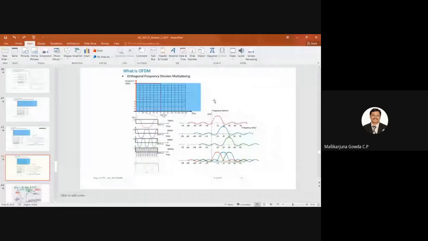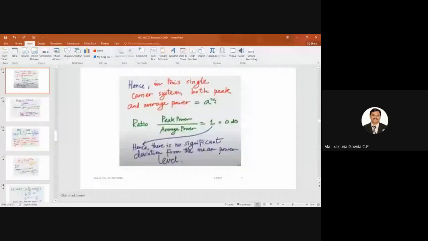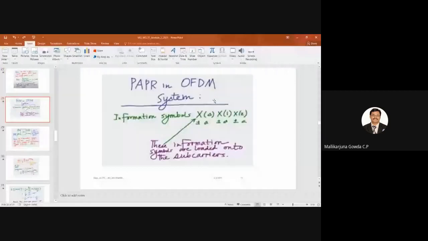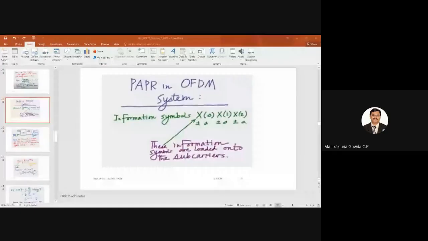So now let me go back to OFDM. I told you why the peak to average ratio in a single carrier system is 1, which is 0 dB, because peak power and average power are the same. With BPSK it was just A square and A square, so the ratio is 1, as good as 0 dB. Hence there is not much impact on the modulated signal.